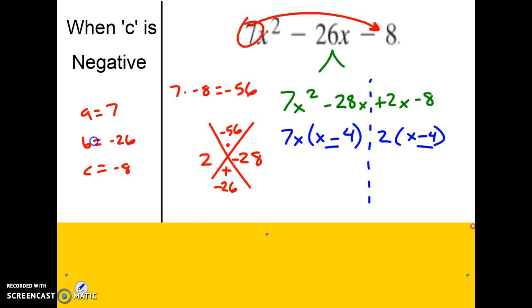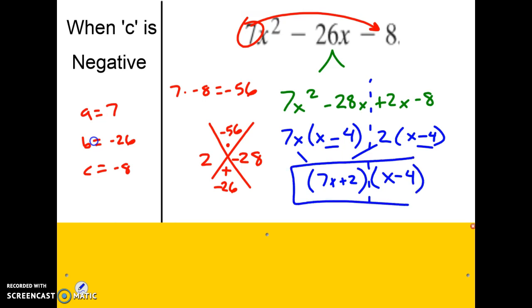Once again, these are the same, and if those aren't the same, you did something wrong. You have to go back and check your work. Then the last thing that we do is we just bring these together. So 7x plus 2, and then x minus 4 is our factored answer.